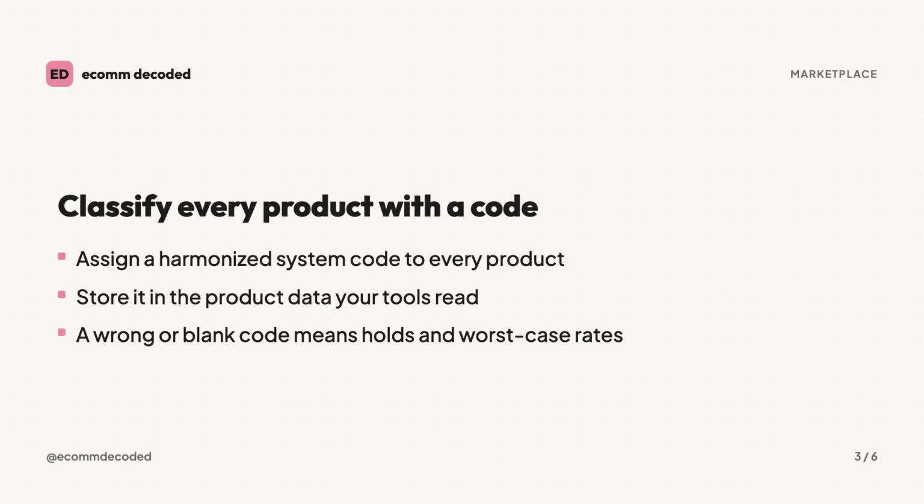So I assign an accurate code to each product and store it in your product data, where your shipping and checkout tools can read it. Do this once, properly, and every cross-border order after it calculates correctly instead of guessing. This is the foundation the rest of the fixes stand on, and almost no small store has it done right.